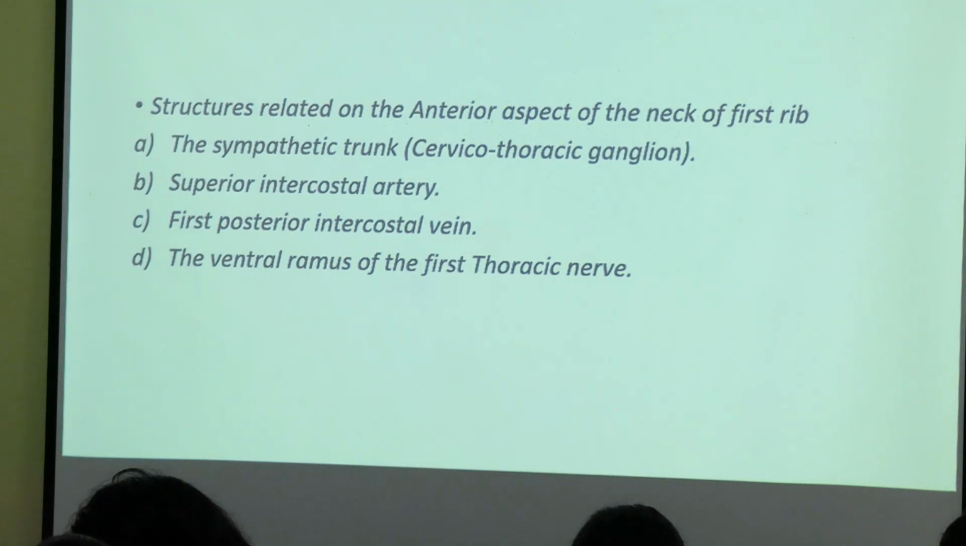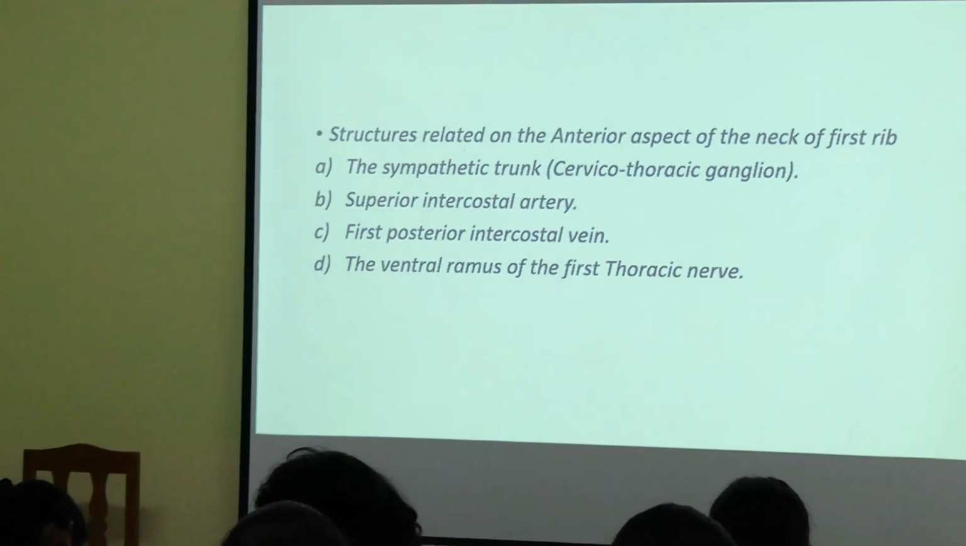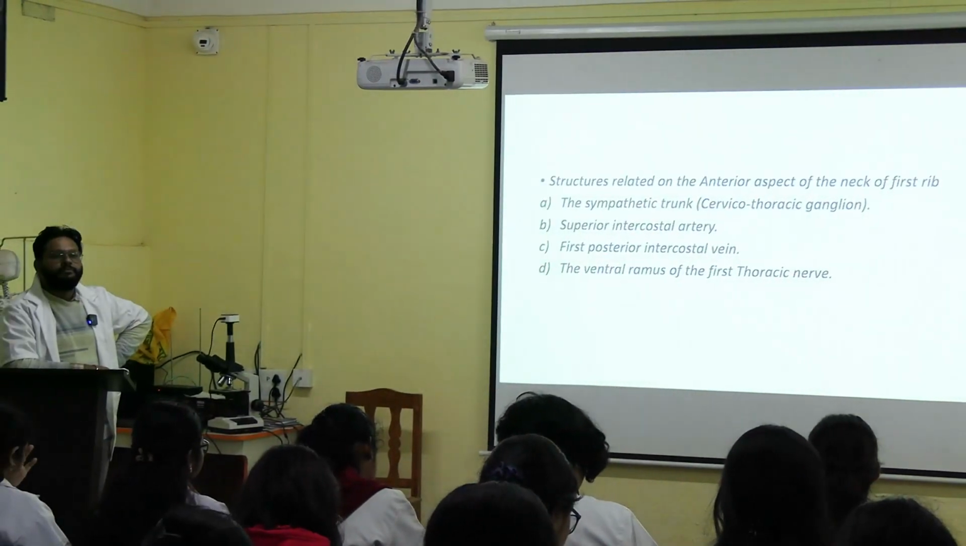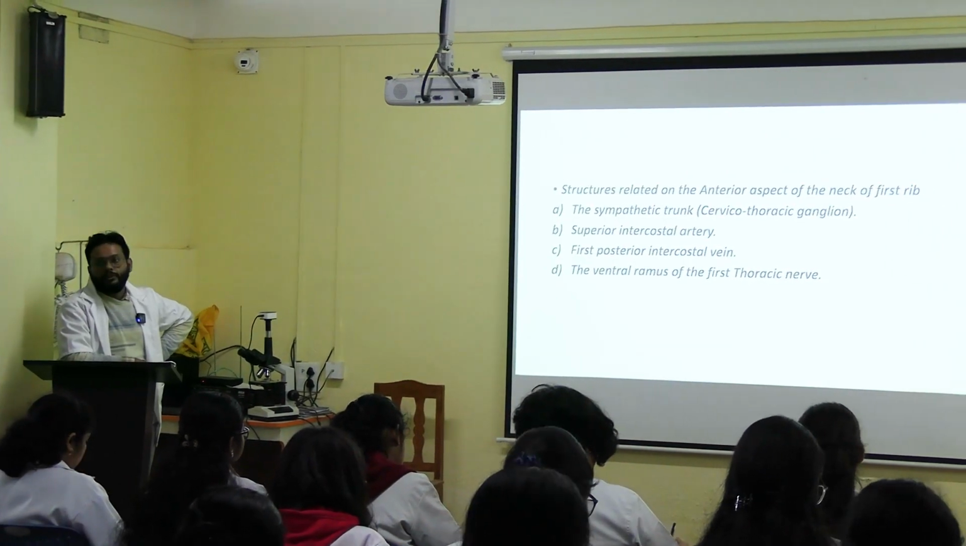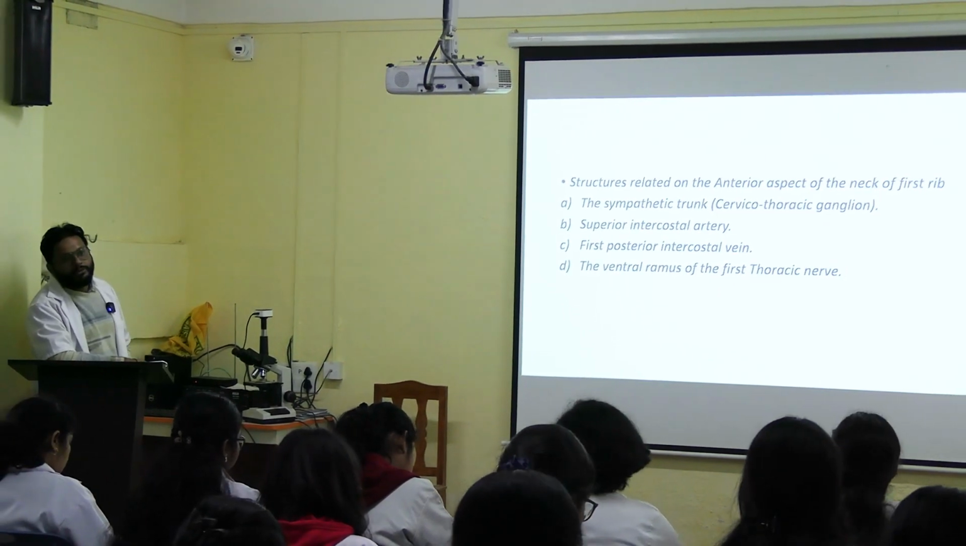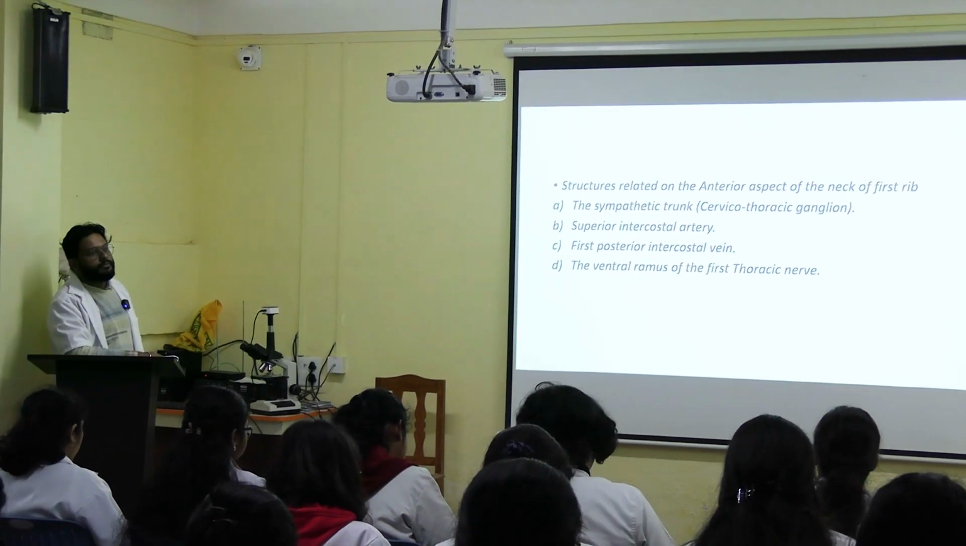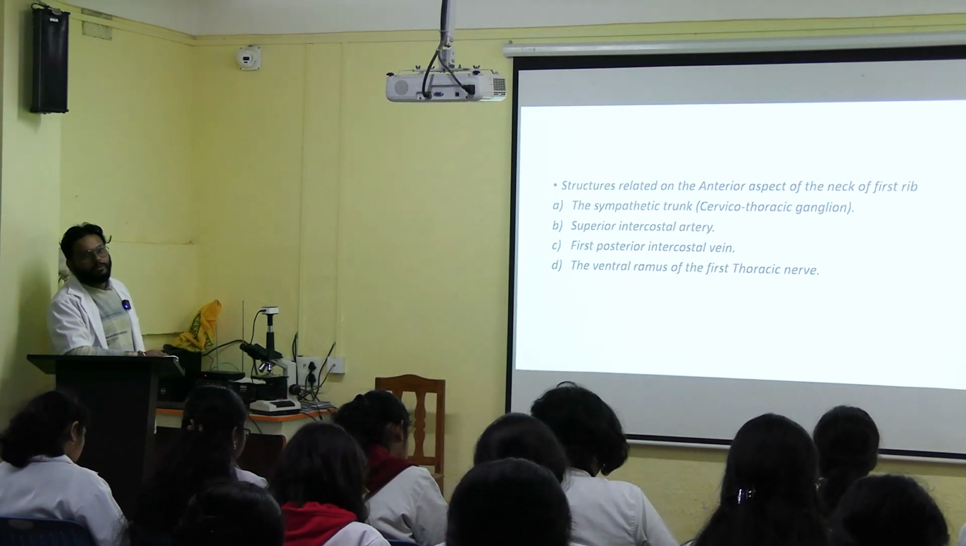First of all, the sympathetic trunk. There is the cervicothoracic ganglion. Then comes the superior intercostal artery. This will be taught in the theory portion. Then comes the first posterior intercostal vein. Then comes the ventral ramus of the first thoracic nerve. You have to mark up this one. After reading the theory portion, then you will be able to correlate.